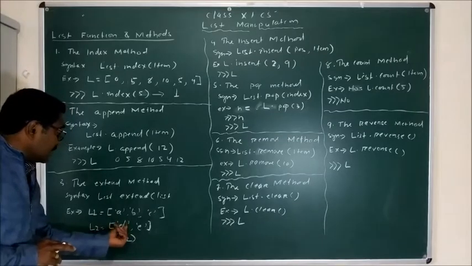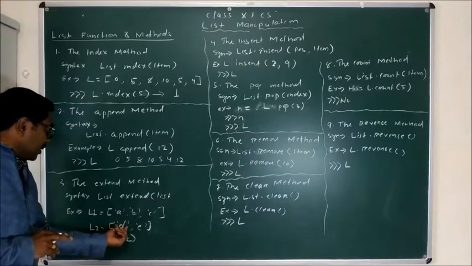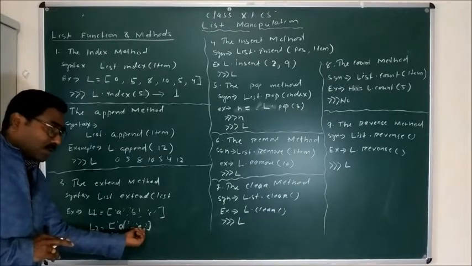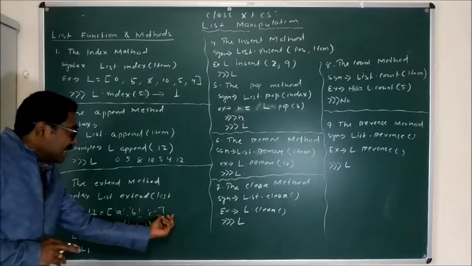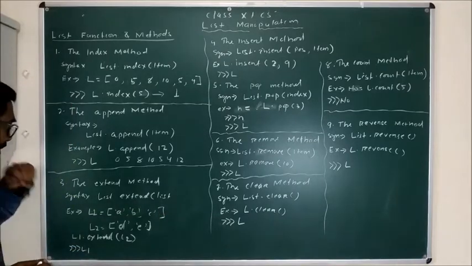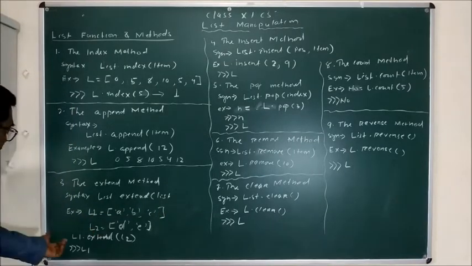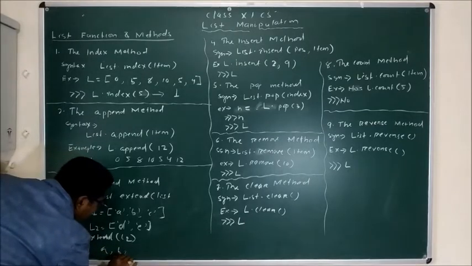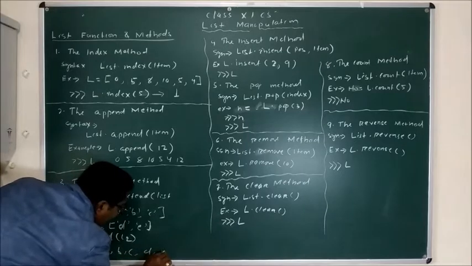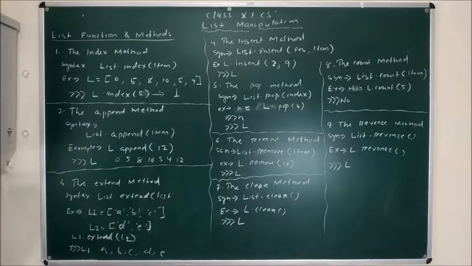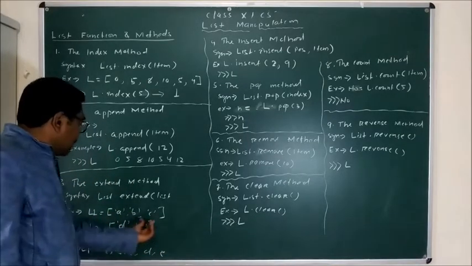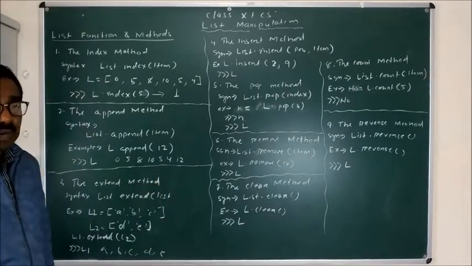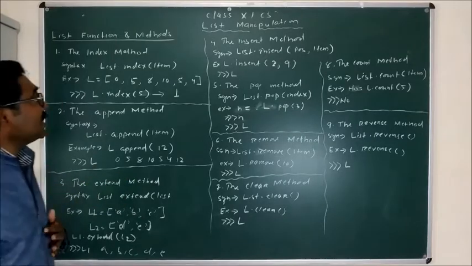That means what is the content of L2? That is, L2 is equal to D or E. Two values are there in the list L2, and that will be added at the end of L1. Now after that, suppose I am displaying L1, then it will display A, B, C, D and E, and the list will be extended. That means these two elements will be added at the end of list 1. This is your extend command.